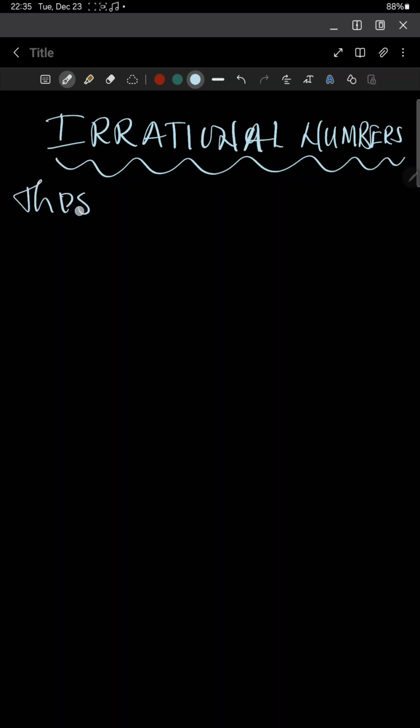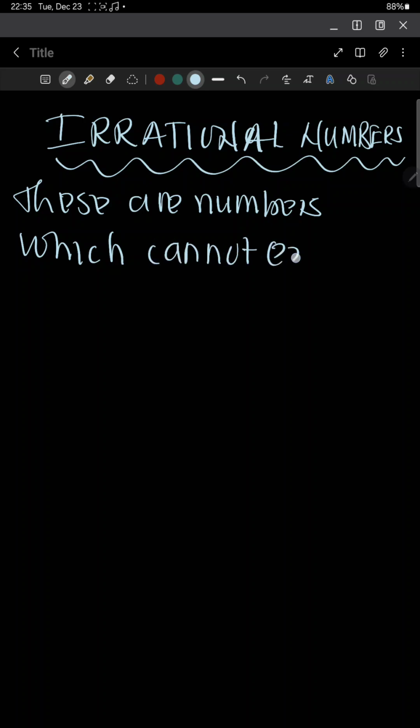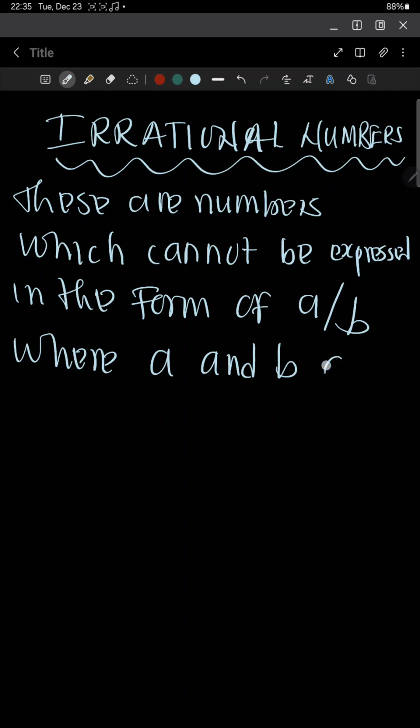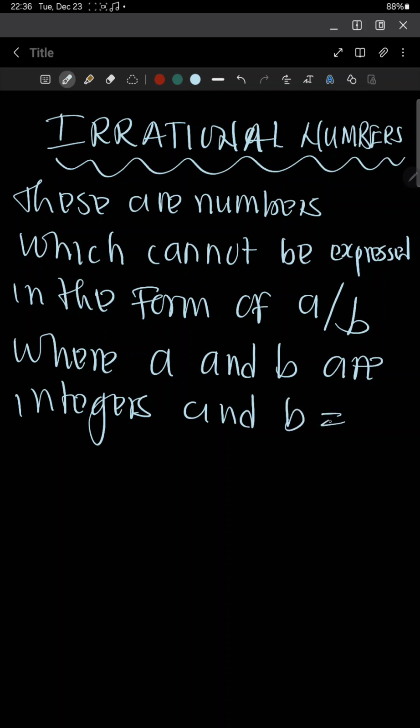Irrational numbers, these are numbers which cannot be expressed in the form of A over B, where A and B are integers and B is not equal to 0. So this is a definition of irrational numbers.